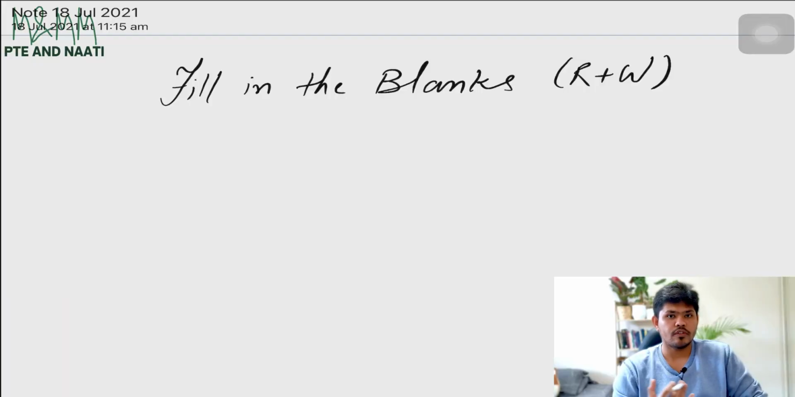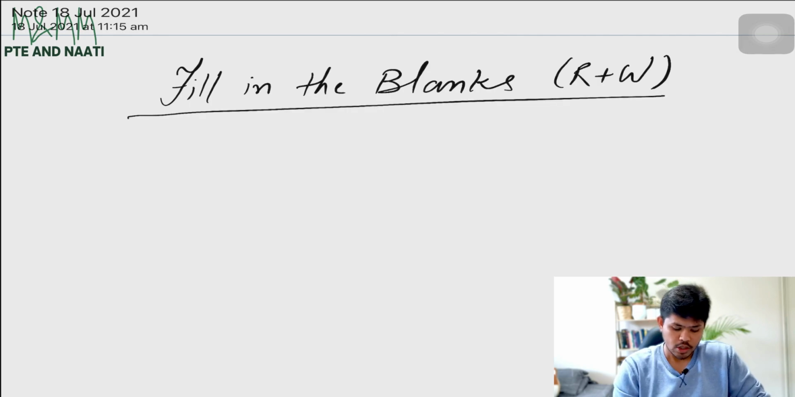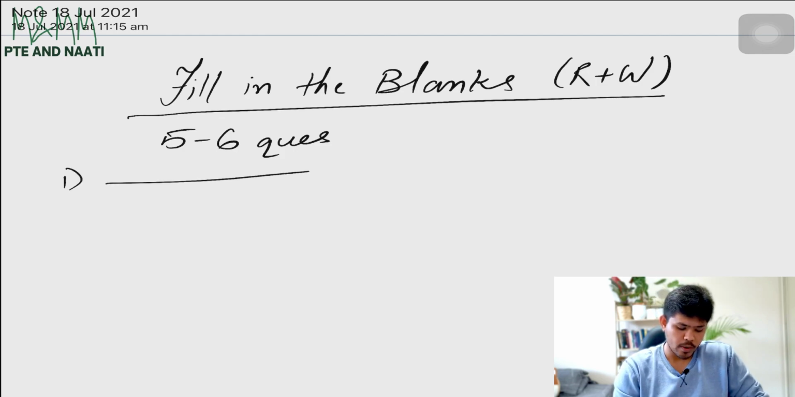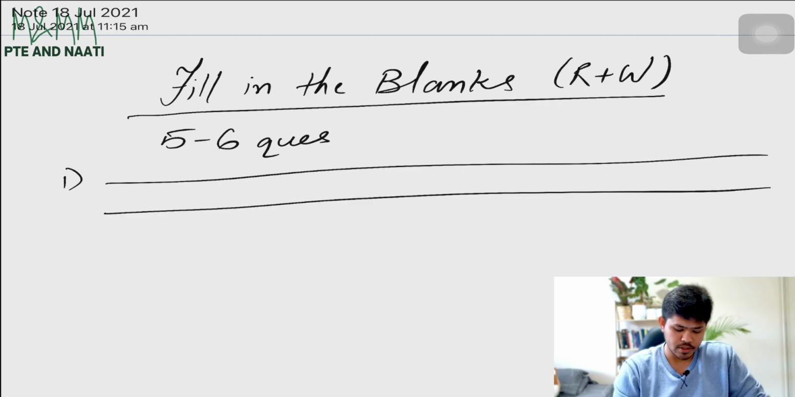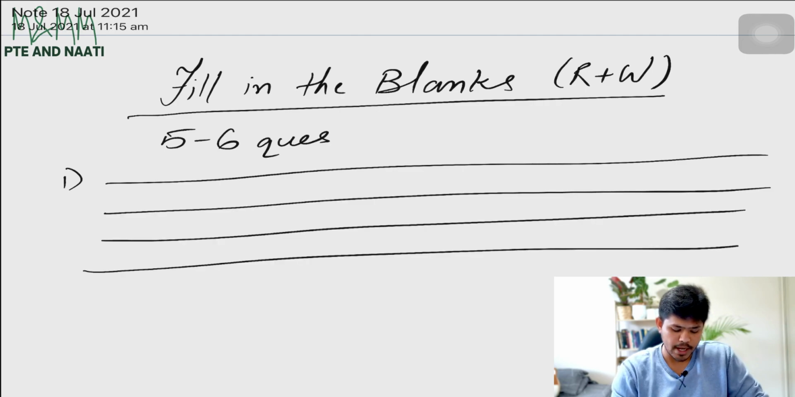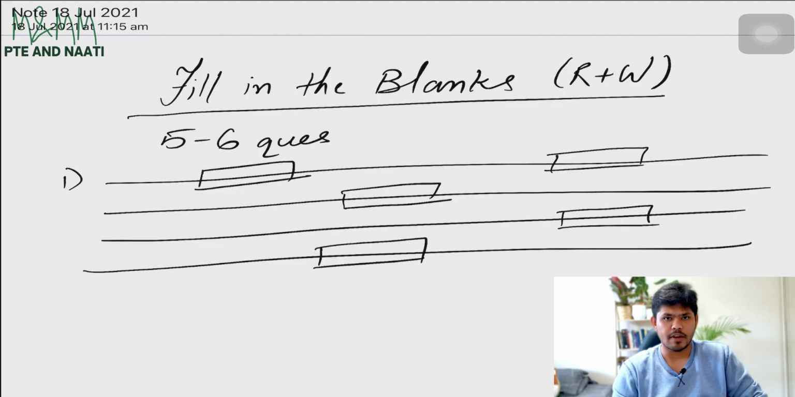Now when we talk about fill in the blanks reading and writing, you can expect 5 to 6 questions in the exam. All right. Now what happens over here is one question, let's say this is my question over here, and that's a paragraph that I have got. One question can have 5 to 7 blanks. So let's say these are my blanks. Let's say I have 5 blanks.